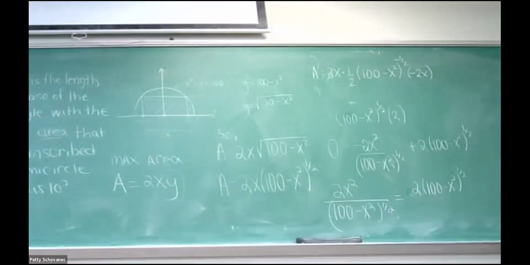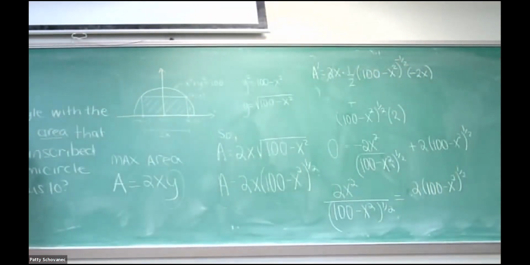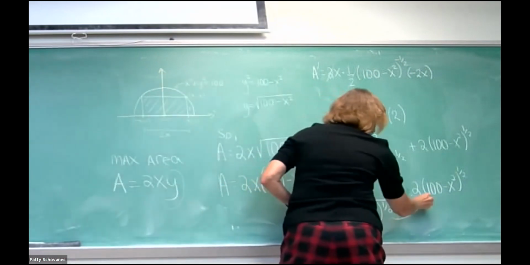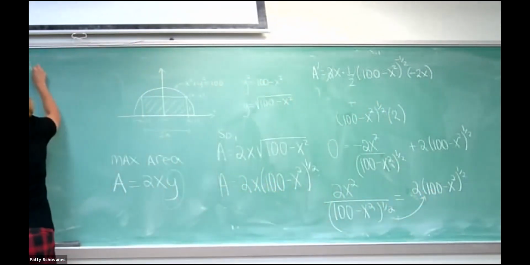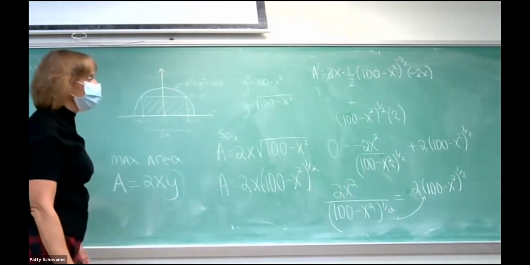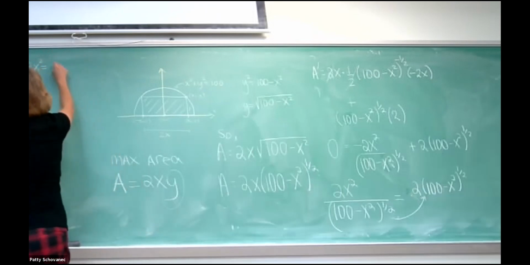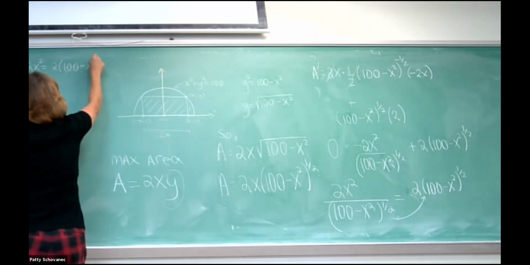Okay, so I'm going to erase my words over here. From this step, I separated them so that I can take this denominator and multiply it up there. So that just leaves me a 2x squared on the left-hand side. When I multiply those two square roots together, I just lose the square root sign. So I have 2 times 100 minus 2x squared. Right?